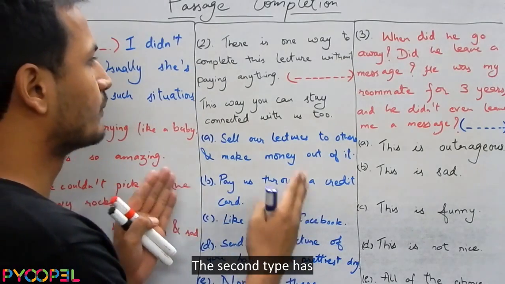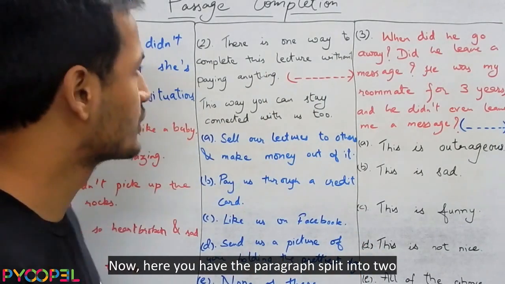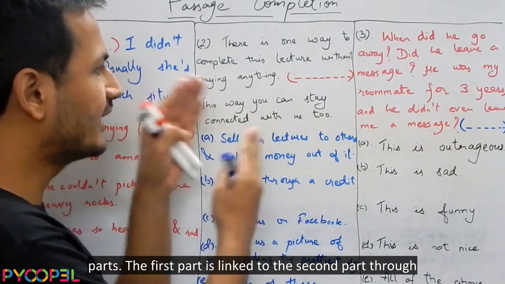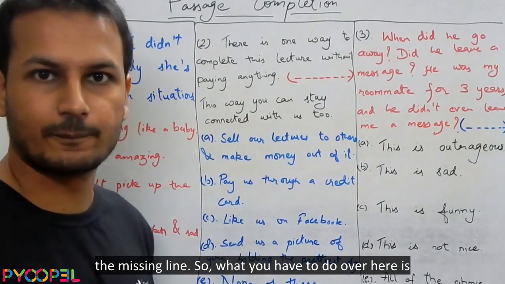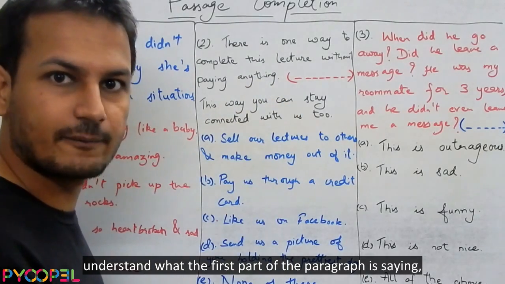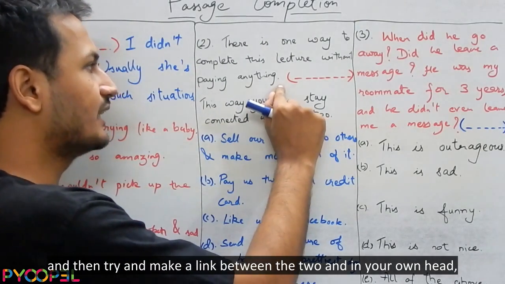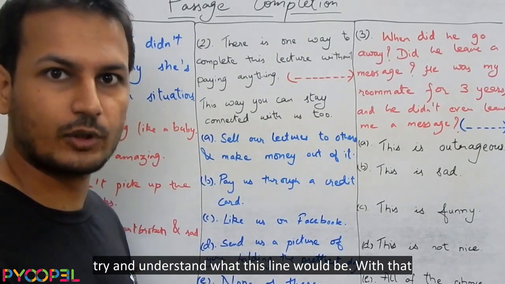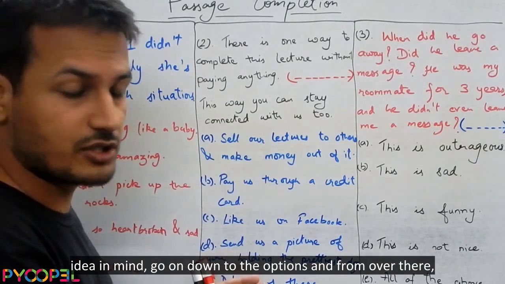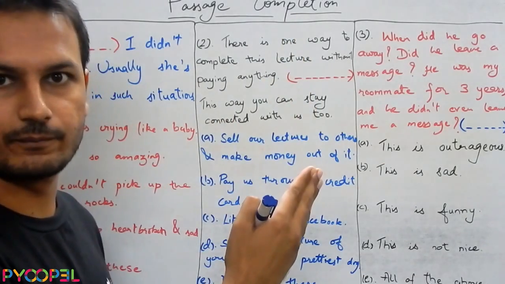The second type has the text missing from the middle of the paragraph or the middle of the passage. Now here you have the paragraph split into two parts. The first part is linked to the second part through the missing line. So what you have to do over here is understand what the first part of the paragraph is saying, understand what the second part of the paragraph is saying, and then try and make a link between the two, and in your own head, try and understand what this line would be. With that idea in mind, go on down to the options, and from over there find a sentence that makes a link between the two parts.